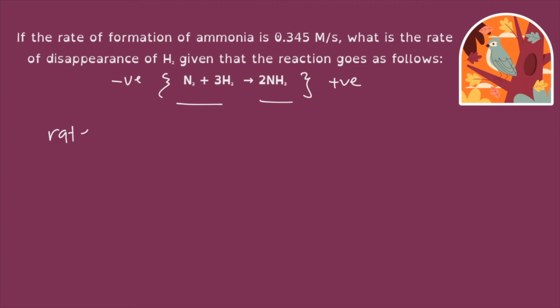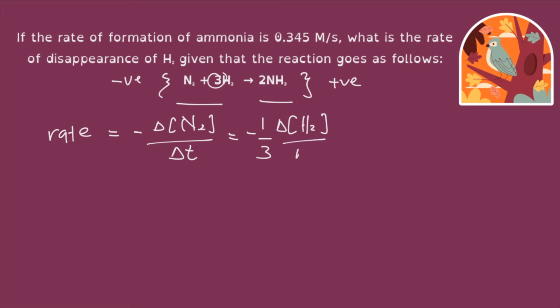So the rate expression is equivalent to: whatever is in the reactant should be negative. So negative delta concentration of nitrogen gas over delta T equals, because you have 3 here, negative 1 over 3 delta concentration of H2 over delta T, equals positive, because this is already the product, and it has 2 here, 1 over 2 delta concentration of NH3 over delta T.